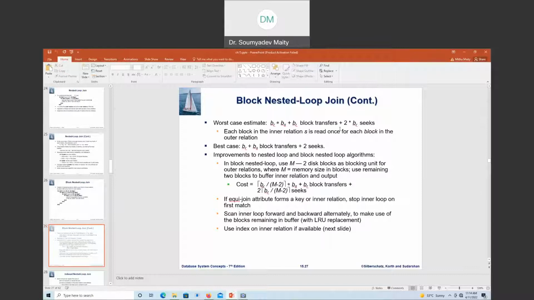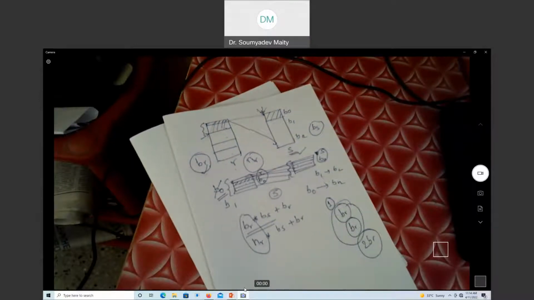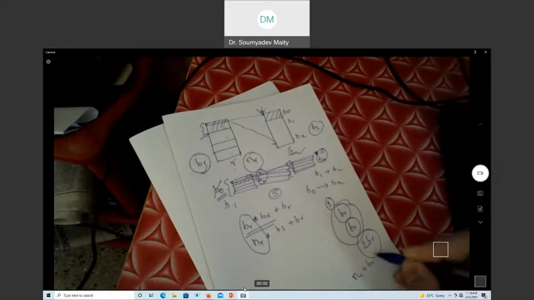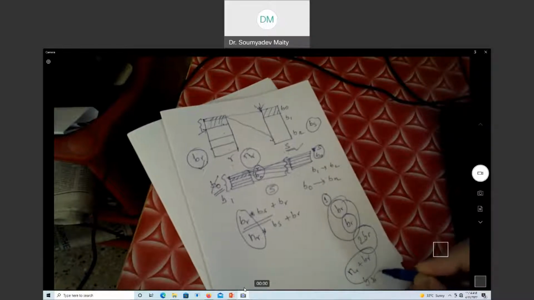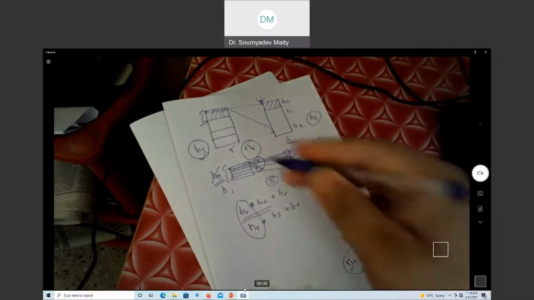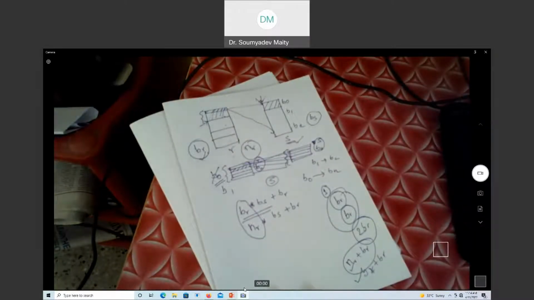And if you remember how many seeks were required in the previous algorithm, that was NR plus BR, which is certainly much larger than 2BR, because the number of records in the same relation is much larger than the number of blocks.